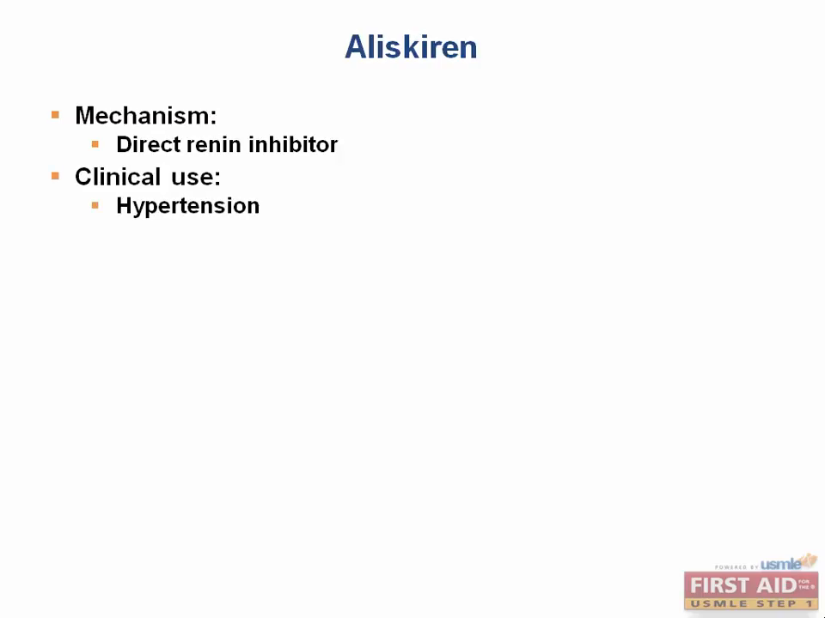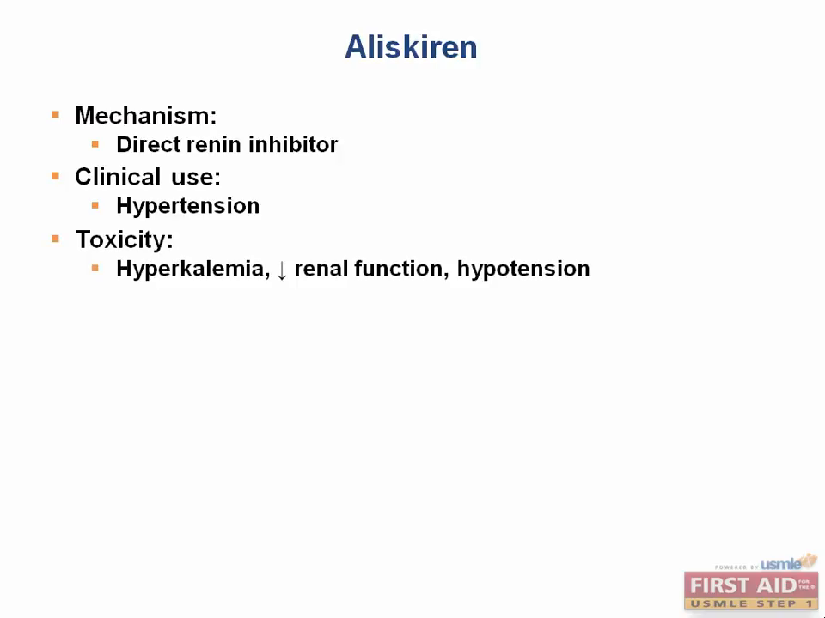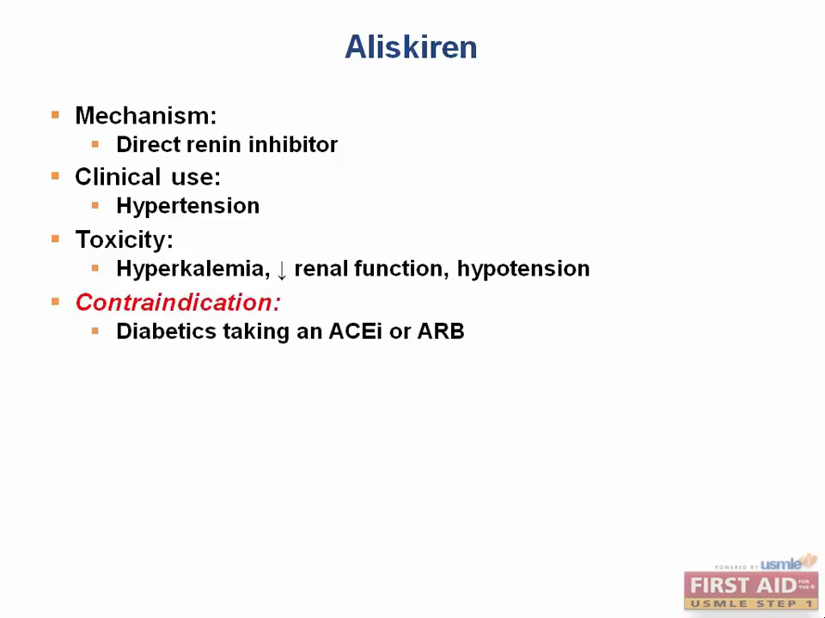So right now, this is turning out to be a pretty simple drug. The toxicities are also pretty similar to what we've seen in both the ACE inhibitors and ARBs. Hyperkalemia, a decrease in renal function, and hypotension are those toxicities you want to watch out for. One unique contraindication to the use of aliskiren is in diabetics taking ACE inhibitors or ARBs. You don't want to add a drug to a regimen that might potentially worsen the renal function in a patient that's already predisposed to kidney damage, i.e. a diabetic on an ACE or an ARB.